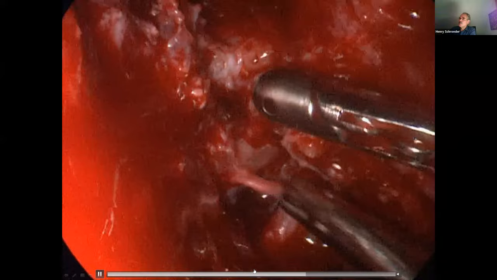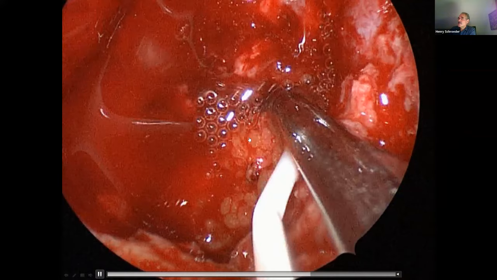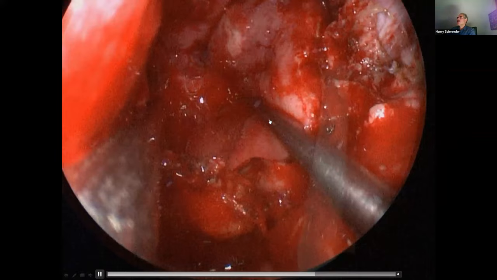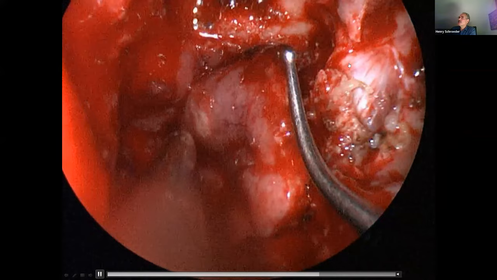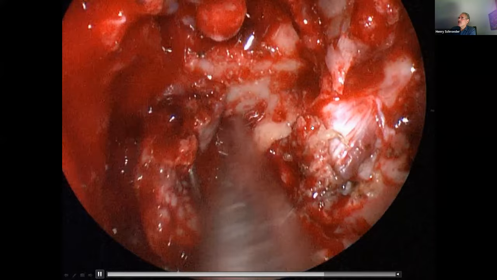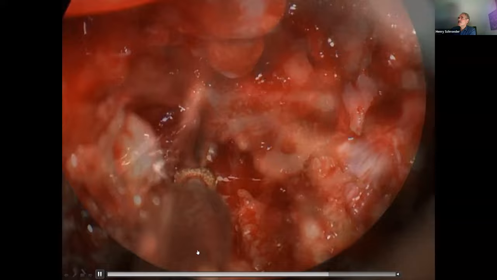Then the dead space is filled with fat, which is very important. And then we cover it with a nasal septal flap. It's very important that the carotid is really covered by the flap, should not be open to the airspace, because this can cause some problems in the carotid, which may later lead to rupture of the carotid wall. So all the carotid here is covered by the nasal septal flap.